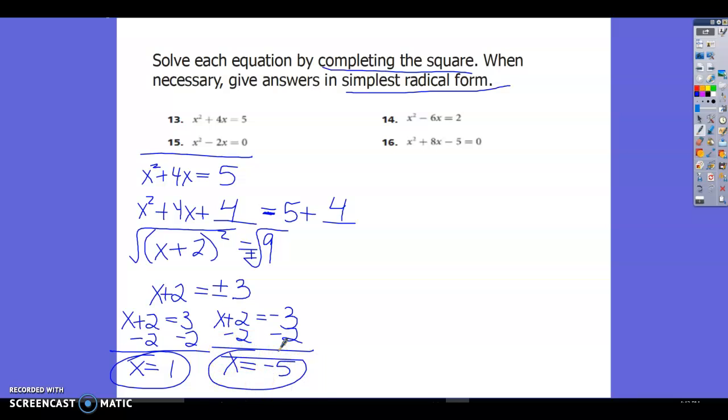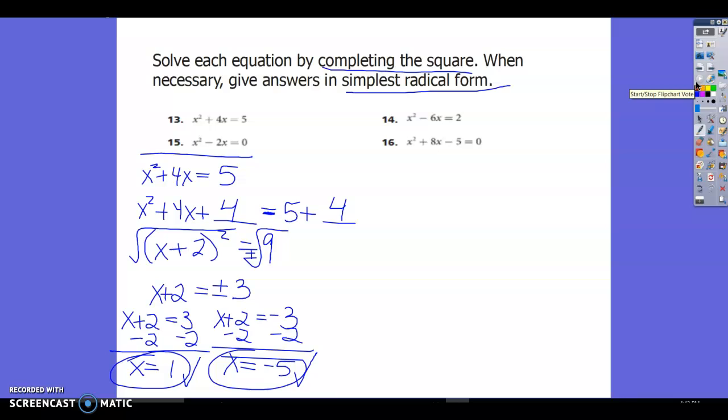All right, plug it in and check it. So 1 squared is 1, plus 4 times 1. 4 times 1 is 4. 4 plus 1 is 5. So that one checks. Very easy to check it. You always know if you did it correctly if you just plug it in and check it. Negative 5 squared is 25. 25 plus 4 times negative 5, which is negative 20. So 25 minus 20 is 5. So that one also checks out.